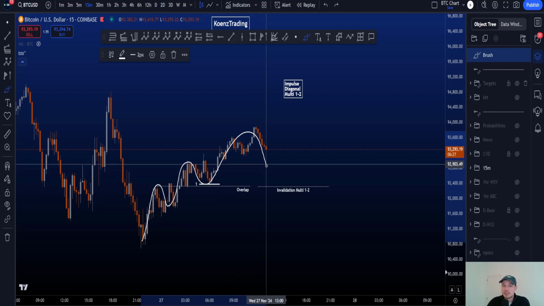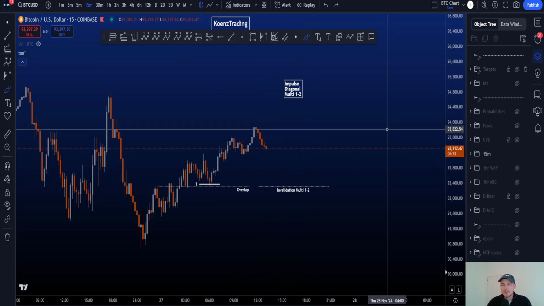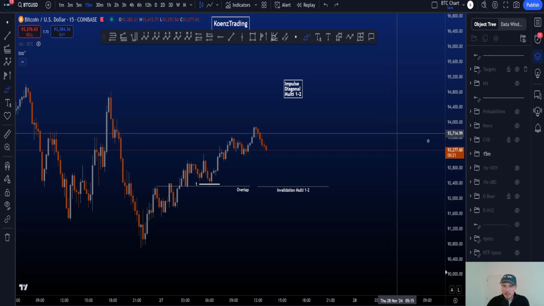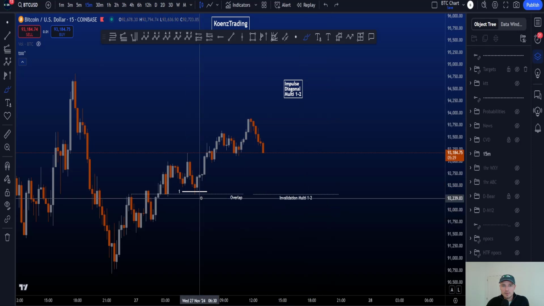Potentially still another 1-2, but then you're going to get your wave 3, and your wave 3 should be very explosive, with a high amount of volume to the upside. Now the invalidation for this scenario is over here, taking out this low at about 92.3k.